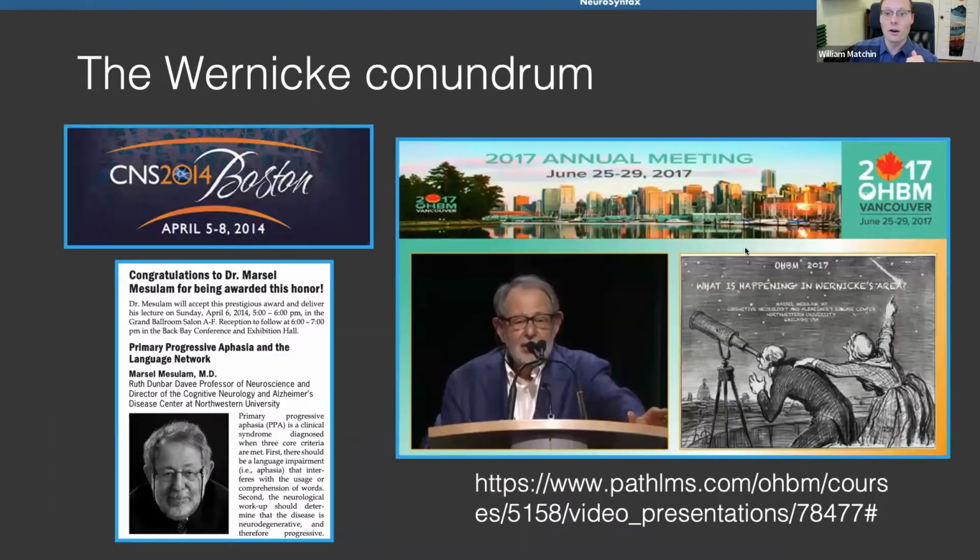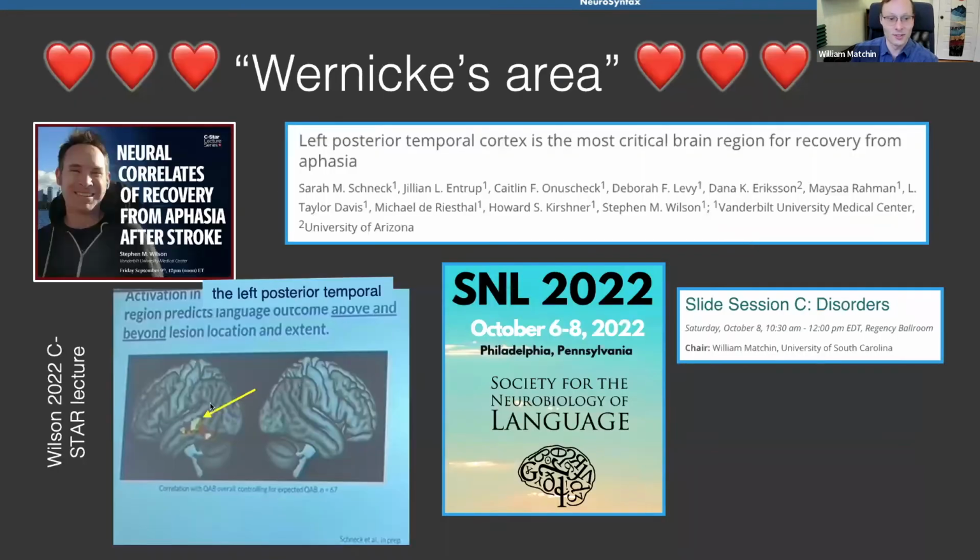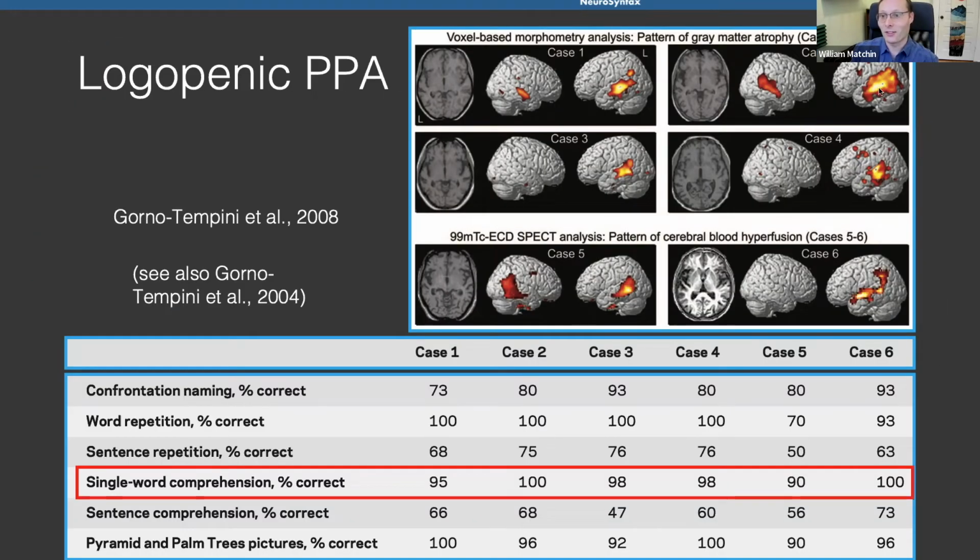These are scans that show, the top four here are atrophy, and the bottom two cases here are perfusion. But you see that all six of these cases have pretty serious dysfunction or degeneration of the posterior temporal lobe. This looks almost exactly like the region that I showed here, or this region here, right? Look at case 2. This is a pretty severe Wernicke's area atrophy, but yet case number 2 has 100% word comprehension abilities, which is pretty shocking if that region is critical for word comprehension.